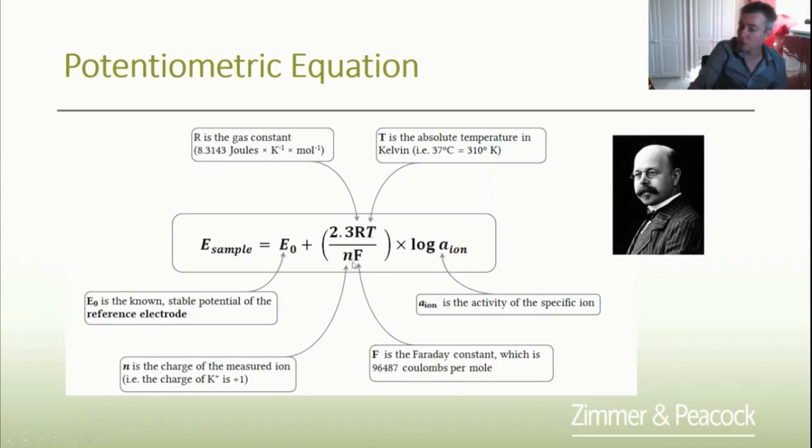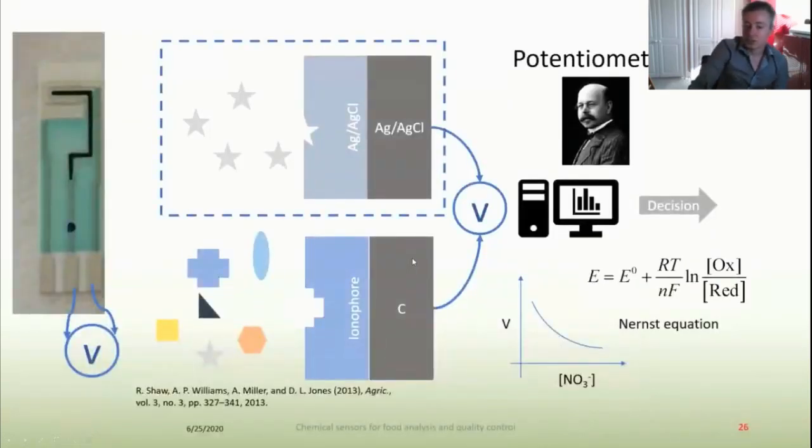N is the charge on the ion of interest. So in the case of a proton, N is 1. In the case of calcium, N is 2. And then Faraday's constant. But in the end, you can just remember this as the Nernst equation. The signal in the end is equal to an offset plus the sensitivity times the log of the analyte of interest. So I'm going to break this down a little bit more.